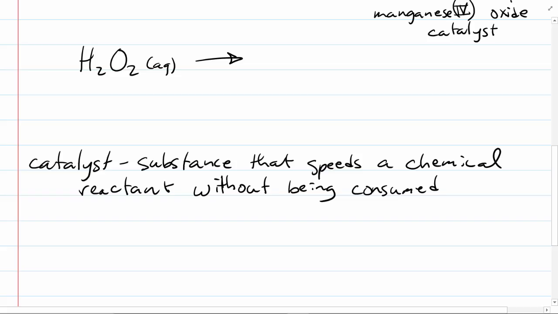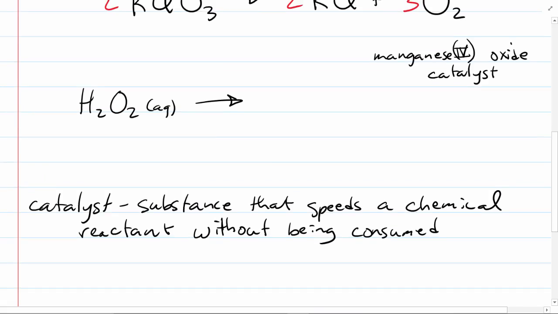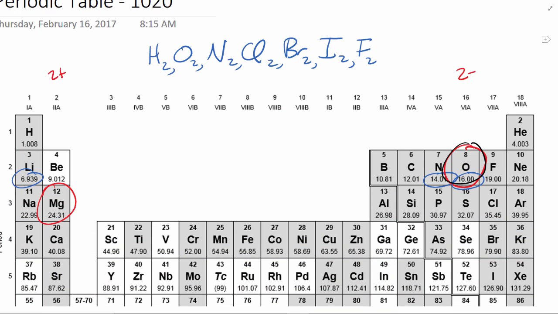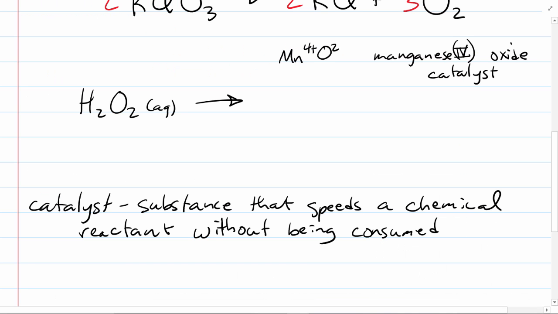And a catalyst we write above the arrow right here. The catalyst is manganese 4 oxide. So what does manganese 4 mean? It means Mn with a charge of 4 plus. Oxide is O with a charge of 2 negative. So the formula for manganese 4 oxide is MnO2. It's MnO2. So we write it above the arrow like this.